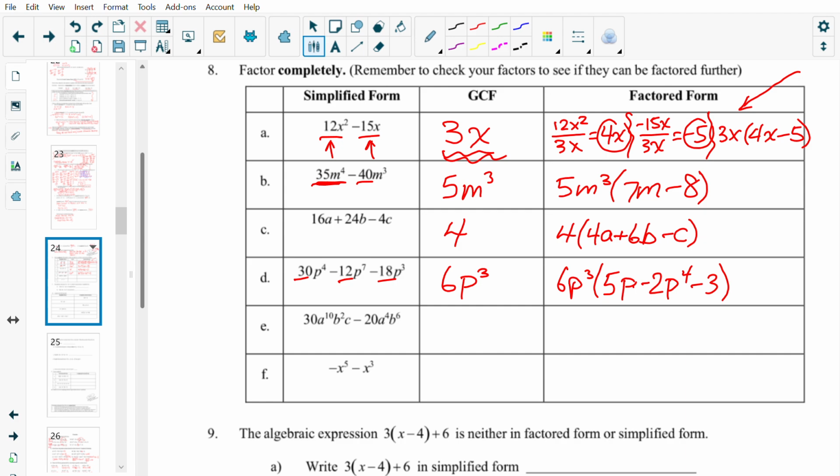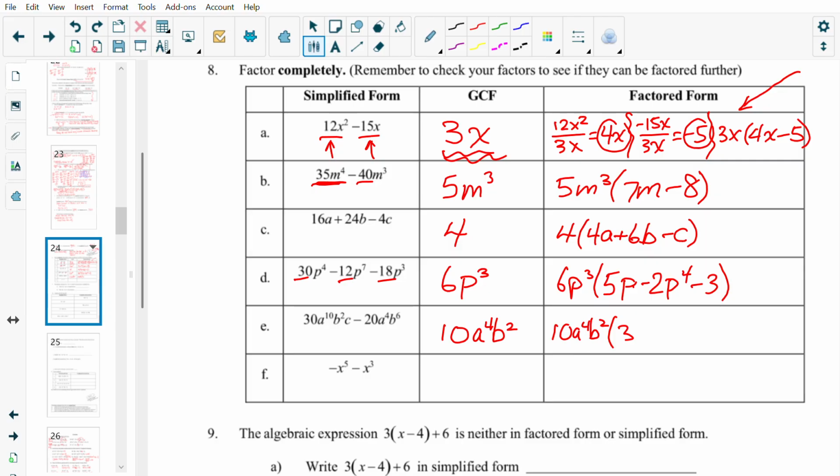Next one. 30a to the 10th b squared c minus 20a to the 4th b to the 6th. Okay, getting more complex. First the numbers, 30 and 20. What's the greatest common factor of 30 and 20? That's 10. I have a to the 10th and an a to the 4th, same variable. I take the lowest exponent. I have a b squared and b to the 6th, same variable. I take the lowest exponent. And then I have a c, but the second term does not have a c, so there is no c for the GCF. 10a to the 4th b squared.